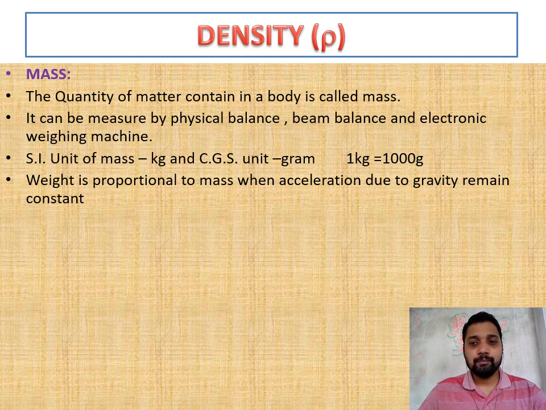Mass never becomes zero, but weight can be zero when it goes to space. That condition is called weightlessness. It means weight and mass are directly proportional to each other when acceleration due to gravity remains constant, when the location remains constant, when the place remains constant.